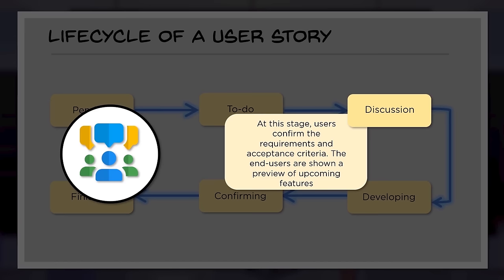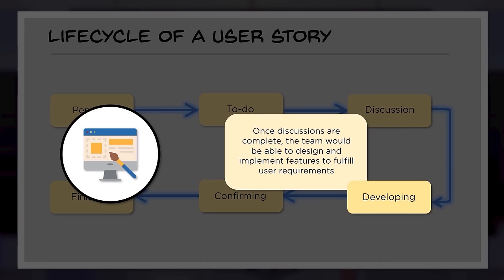So then, once the discussion is complete, the team would be able to design and implement features to fulfill user requirements. So once the user concludes, yes, this is what we were expecting, and there is a sign off during the discussion, then features are developed and implemented so that it can go to that product which can be used.